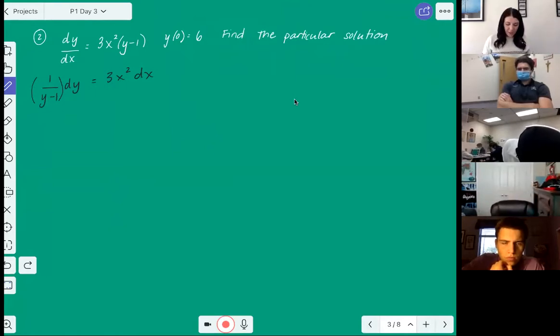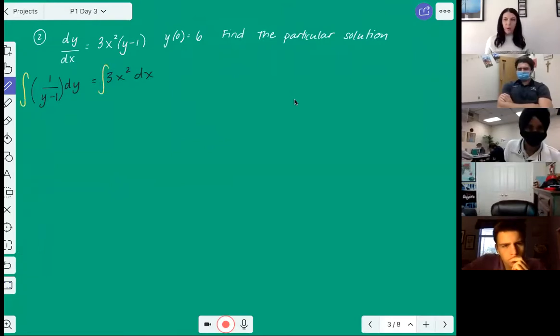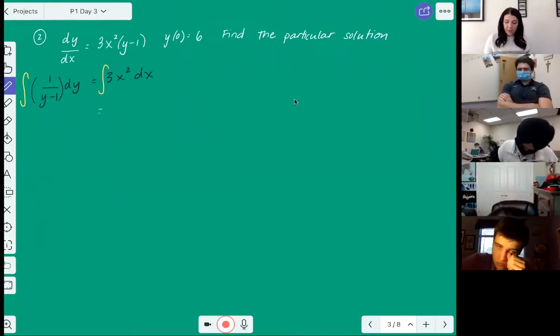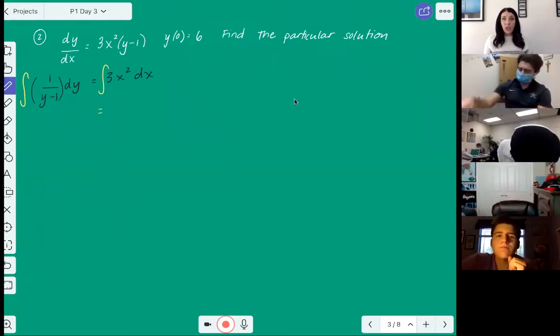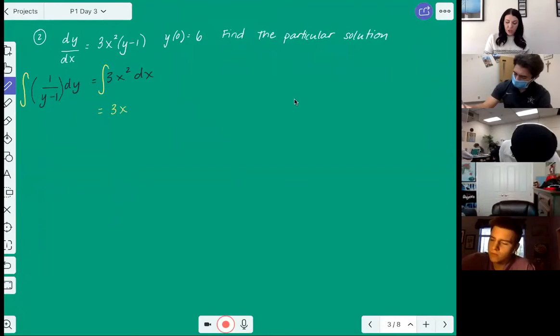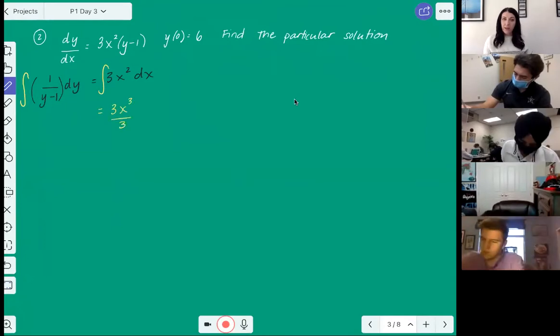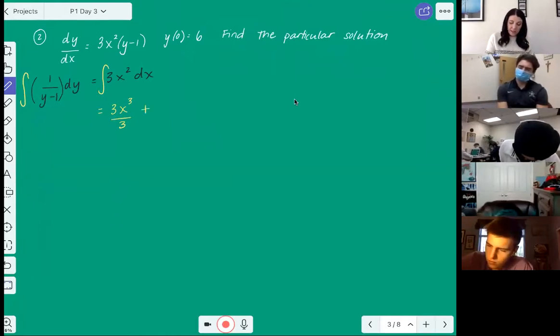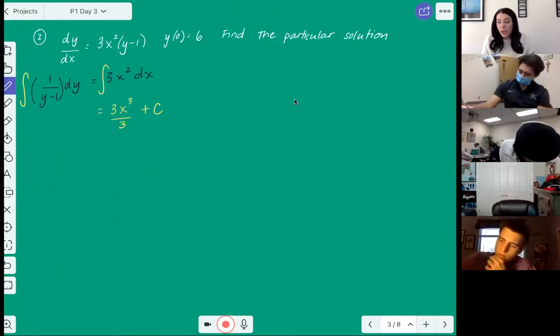Now what we need to do is we now need to integrate both sides of the equation. Now the right side of this equation is not too bad, right? So if I'm integrating the right side of this equation, I get 3x cubed over 3. And then plus my c. Remember, my c is going to live on the right side. So I'm going to have a plus c over here. The left side, however, is a bit trickier.